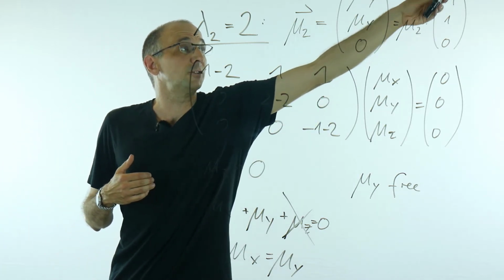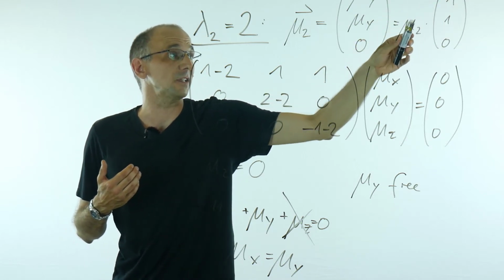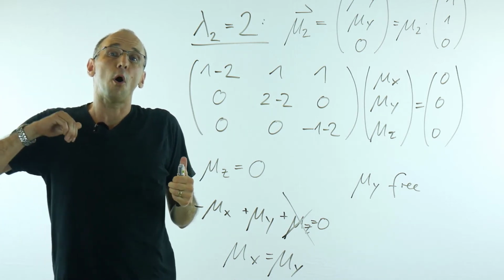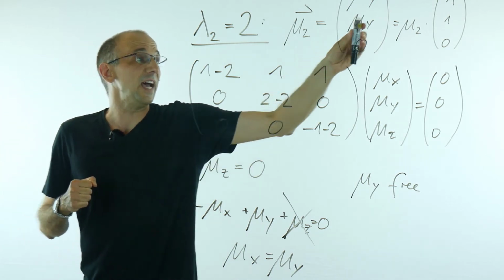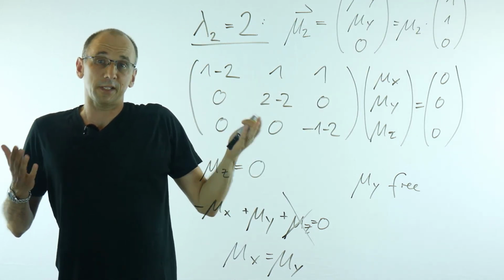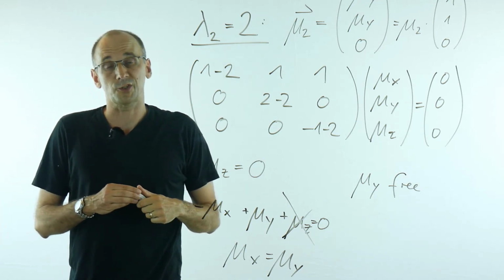Here you see I've chosen easy coefficients. If I now want to normalize this, I have to choose mu2 here, the length, as 1 over square root of 2. Then overall this vector would be normalized. That's again up to you or up to the explicit question that you've been given.